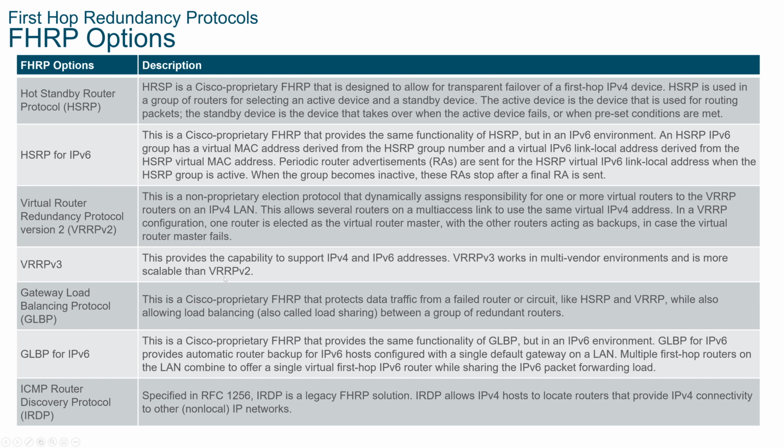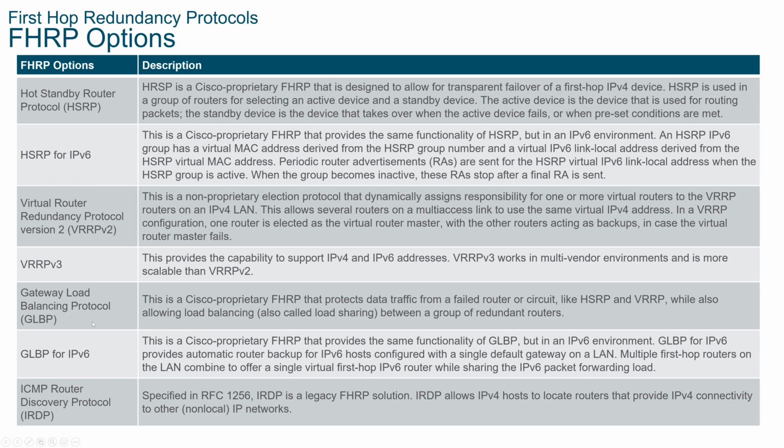VRRP version 3 provides the capability to support IPv4 and IPv6 addresses, works in a multi-vendor environment, and is more scalable than VRRPv2. Again, I will cover VRRP in a different lecture, where we will go into depth on how they work, and we will also look at the labs associated with that.